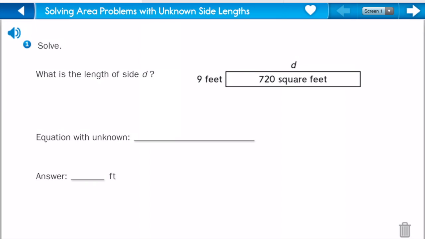Today we're going to solve area problems with unknown side lengths. So number one, we're going to solve what is the length of side D. So I see that the square feet is 720, and I know that one side is 9 feet, and I'm trying to figure out what D is.